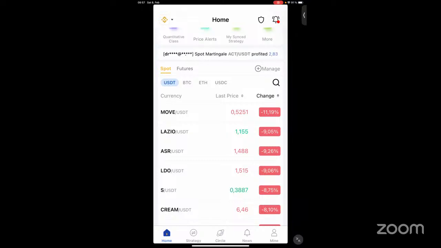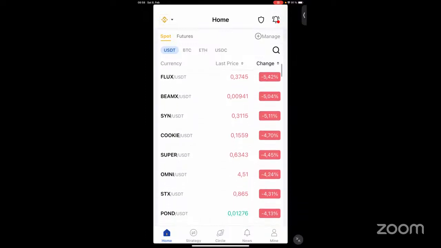So don't be in a hurry to make quick profit. Just make sure you manage your wallet well. So here are all the coins. Now let's move to strategy.